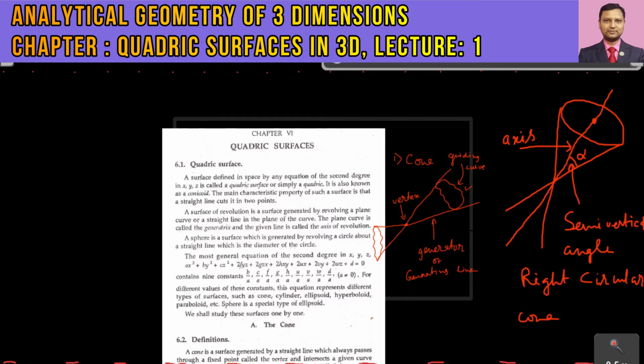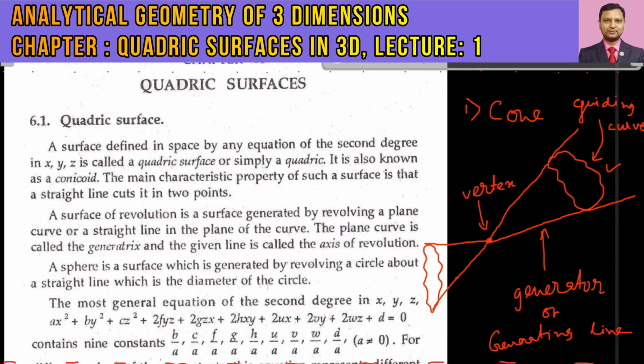So a right circular cone would not always appear. In general, we will get this type of general expression of a cone. And particularly if this guiding curve is a circle, then only we will get a right circular cone. So these are some basic preliminary ideas about the definition of cone and the picture of a cone.